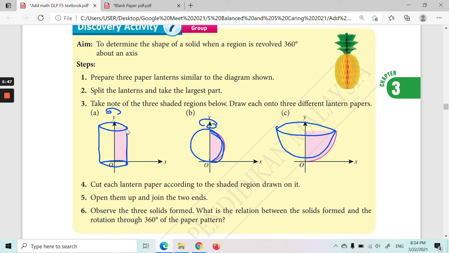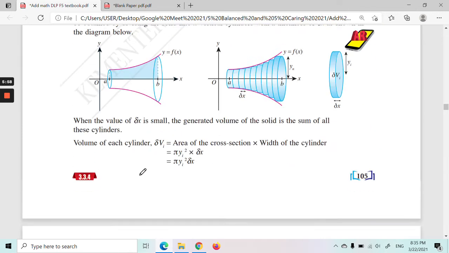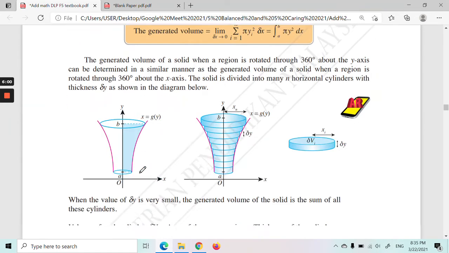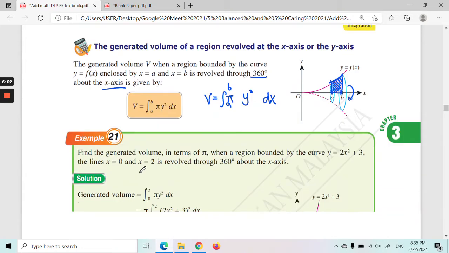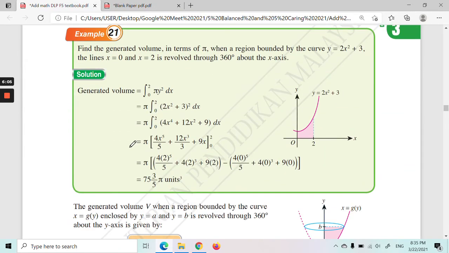However, if you have a ball like this, it's impossible to find the volume using this. And this one you cannot say is a hemisphere, it's not necessarily a hemisphere. So that's why we introduce integration to help you find the volume of the solid generated. So let's look at example 21.